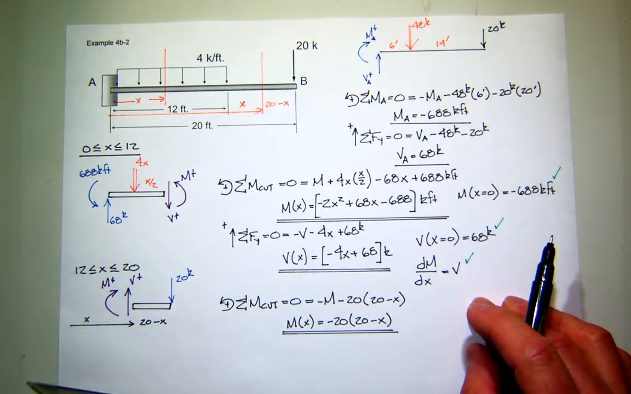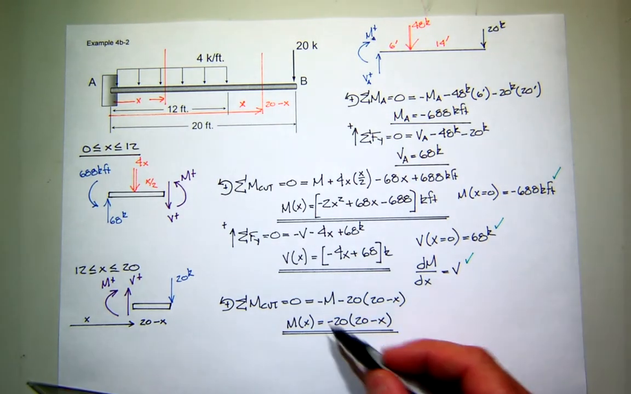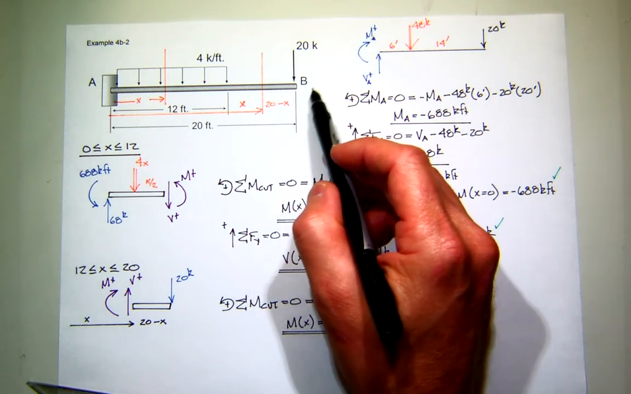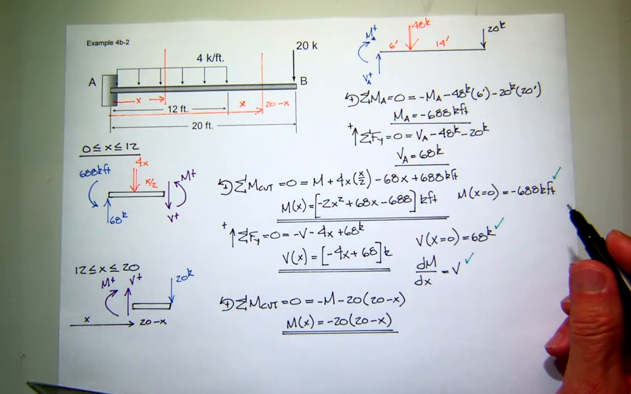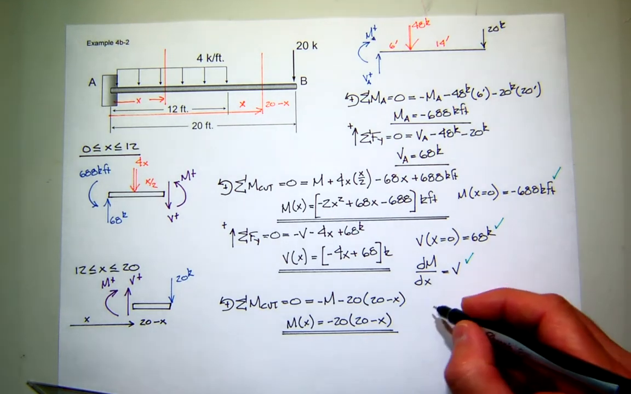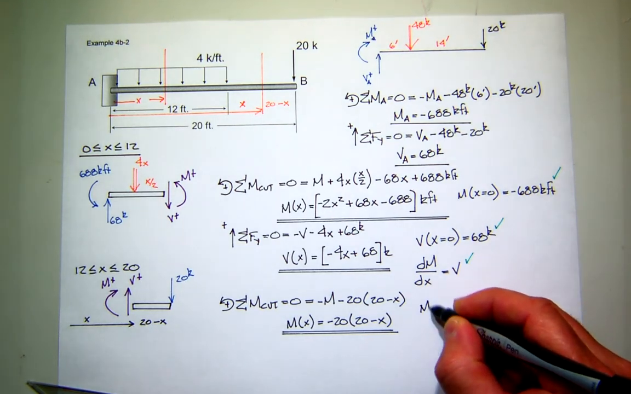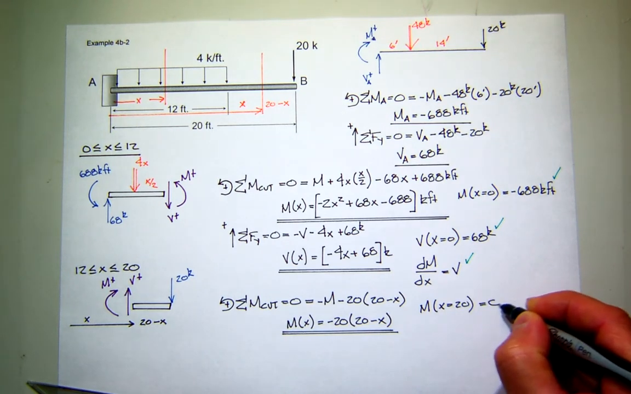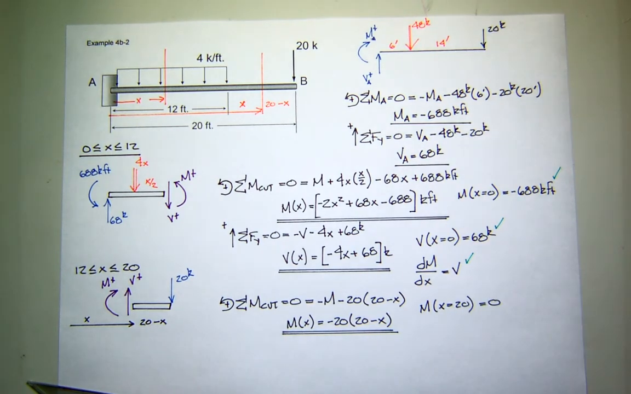It's okay with me. Now, what do we know about this? What do we know about the moment on this section? Well, what's the moment at B? There's no applied moment, so it must be 0. So the moment at X equal 20 should be 0. Is it? Yes.